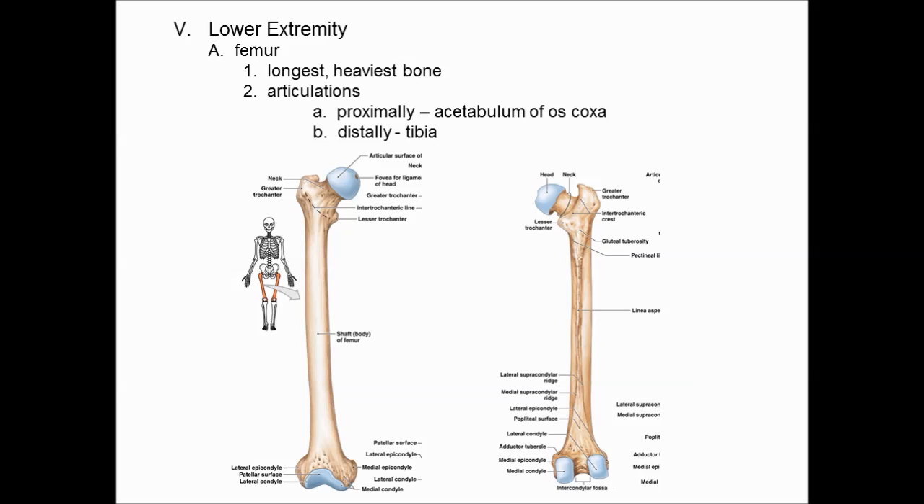Okay, and then that gets us to the bones of the lower extremity, the legs. By far the longest and heaviest bone in the body is the femur, and it has a very large head that articulates again within the acetabulum of the os coxae, and then the most distal part articulates with the tibia. It has two condyles that articulate with the tibia bone.